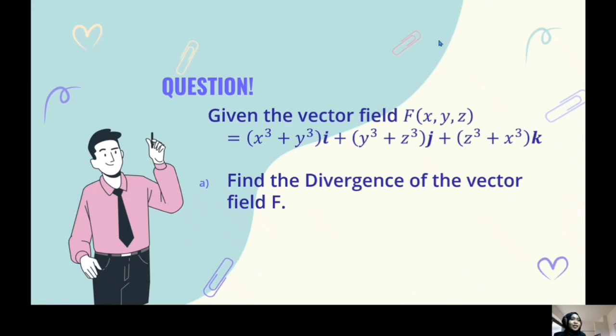Question. Given the vector field F(x,y,z) = (x cubed + y cubed)i + (y cubed + z cubed)j + (z cubed + x cubed)k. A. Find the divergence of the vector field F.